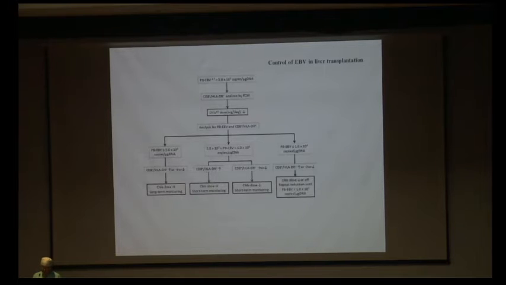So in this study, they measured the EBV DNA level as well as the number of CD8 plus HLA-DR plus cells. These are surrogate markers of immunity against EBV. If they are high, then there is a high chance that the patient can deal with EBV infection.